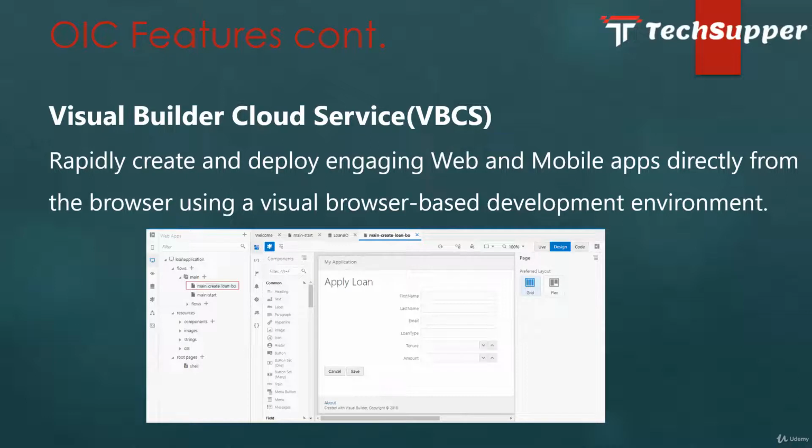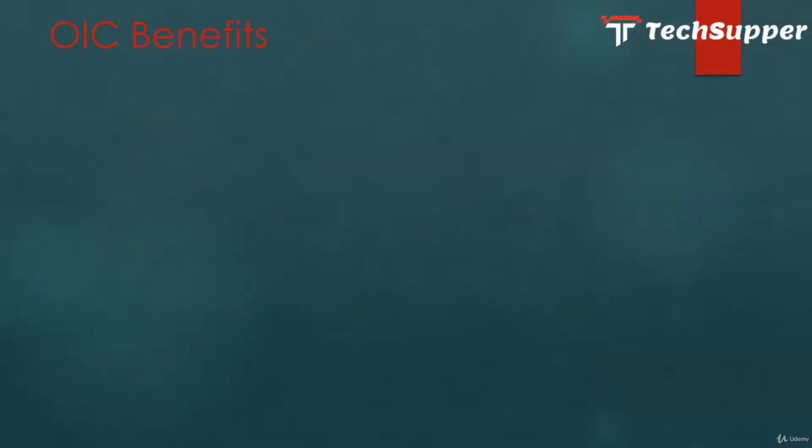So in this image, you see I have created an apply loan application wherein I am allowing the user to enter certain information using the out-of-the-box components. You can just drag and drop and create your interactive application. You can kick off your business process, which you have created in the PCS, from the VBCS. So there are these three features: OIC, the integration cloud, the PCS, and the VBCS.